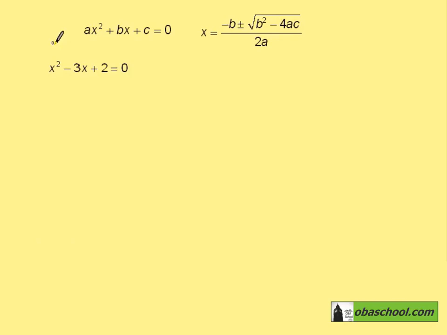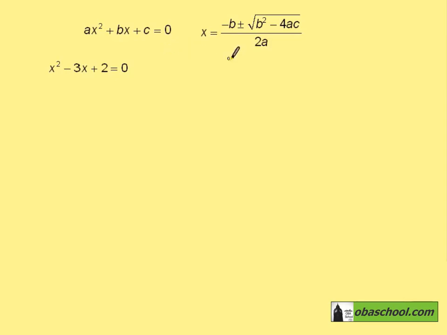Not all quadratic equations can be solved by factorizing. If we can't solve them by factorizing, we might be able to use the quadratic formula. The general quadratic equation is ax squared plus bx plus c is equal to 0, where a, b, and c are numbers.